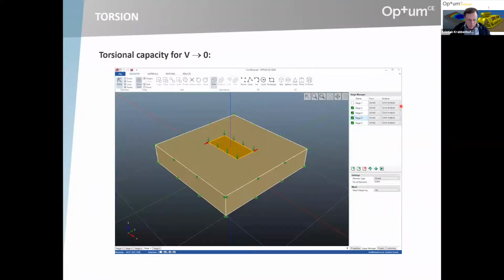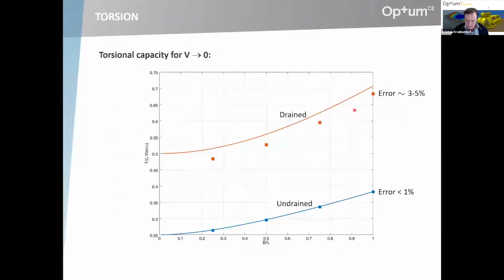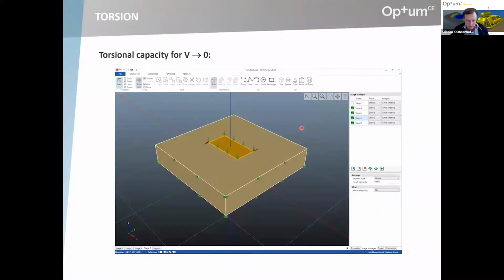And also just to say that these solutions were computed on a domain like this and with a mesh like that. So the vast majority of the elements are wasted here because all the action is at the interface here. So that also explains this slight discrepancy. But I think there's every indication that this drained solution is exact.